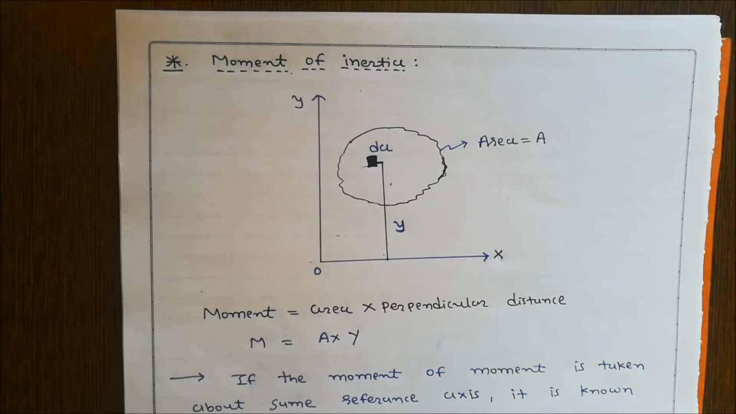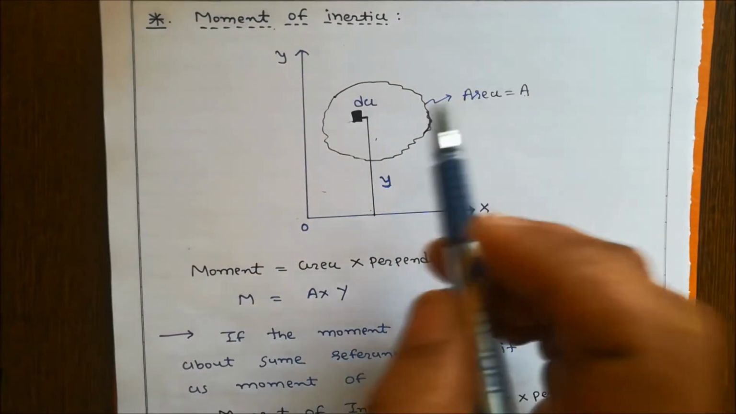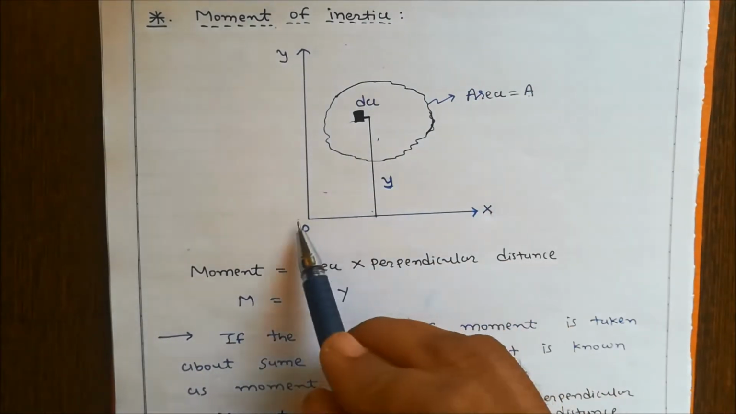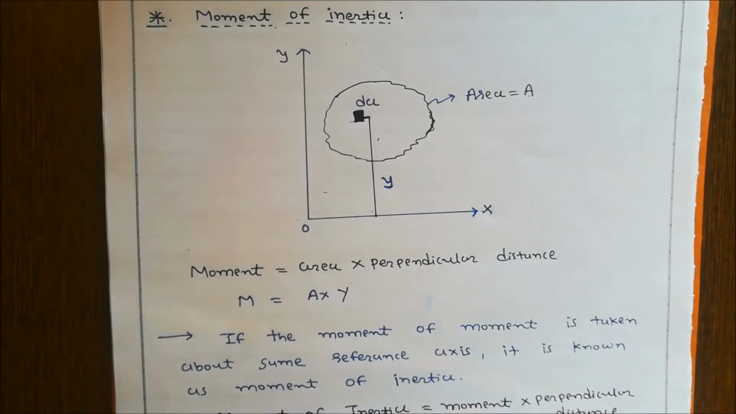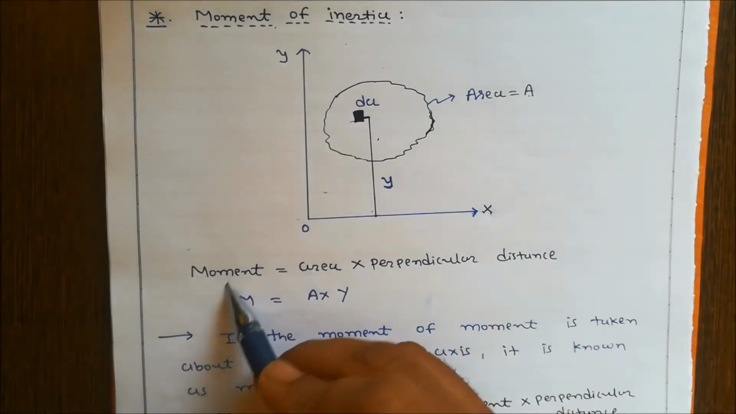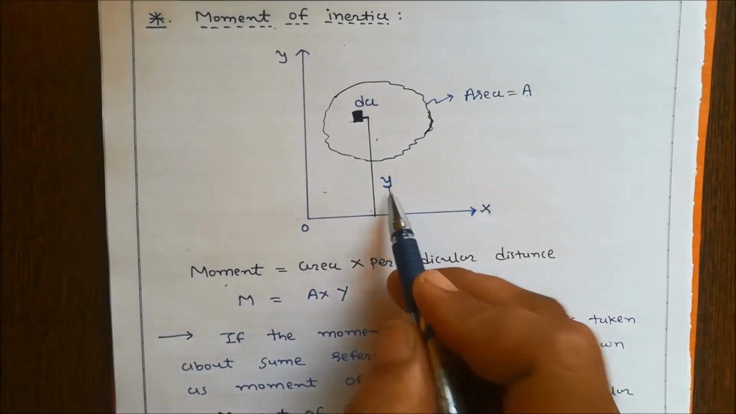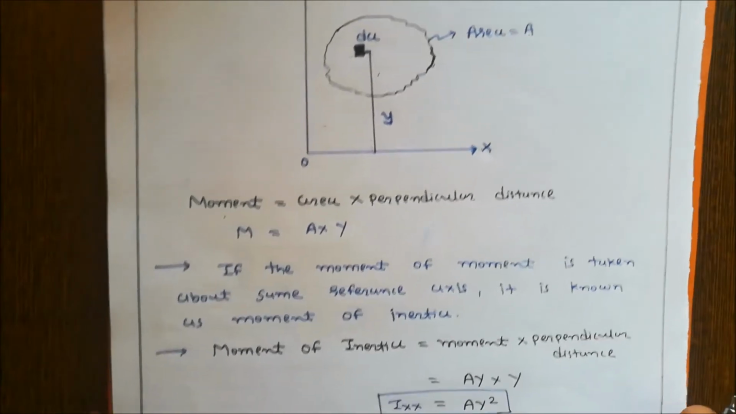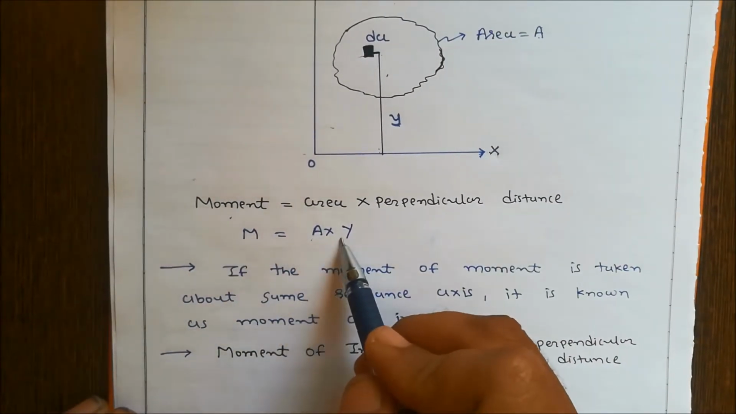To understand the concept of moment of inertia, first we consider one lamina of area A and perpendicular distance y from the x-axis. Moment of inertia means second moment of area. First we take moment about the x-axis. Moment is equal to area A multiplied by perpendicular distance y, so moment is equal to A into y.